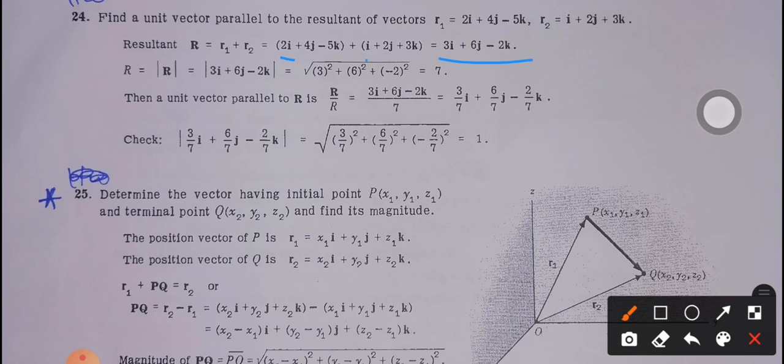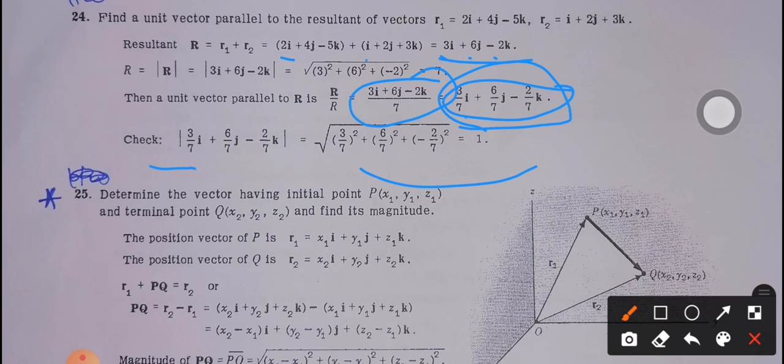Now we will find out the magnitude. That is, we simply take the square root of the sum of the squares of the components. So the square root of 3 squared plus 6 squared plus (minus 2) squared, which is 7. As we have discussed, for unit vectors we have to divide the vector by its magnitude, so I'm going to divide the vector by the magnitude, which is 7. So here is the corresponding unit vector, and here is a cross check as well: if I take the magnitude of this quantity, it must be equal to 1.